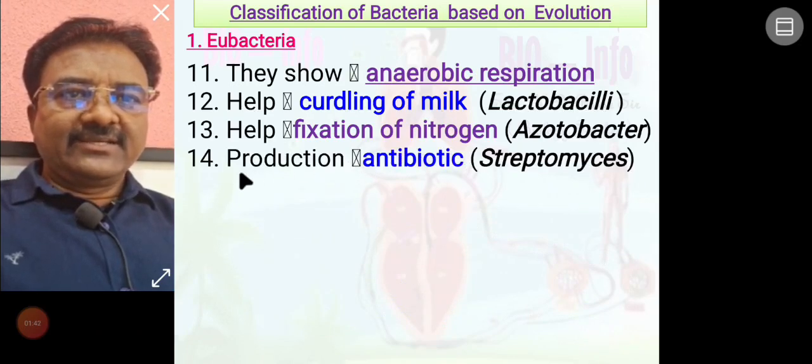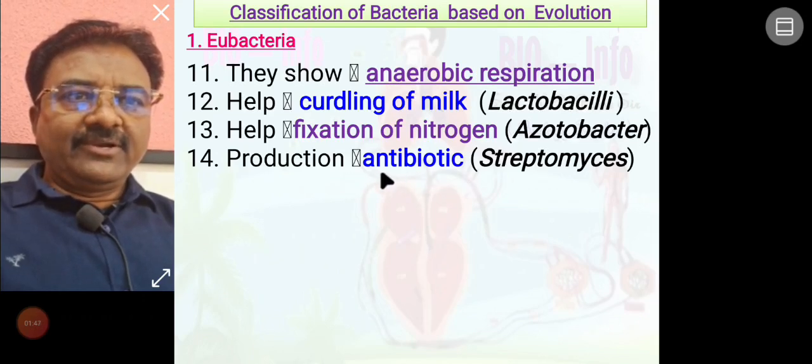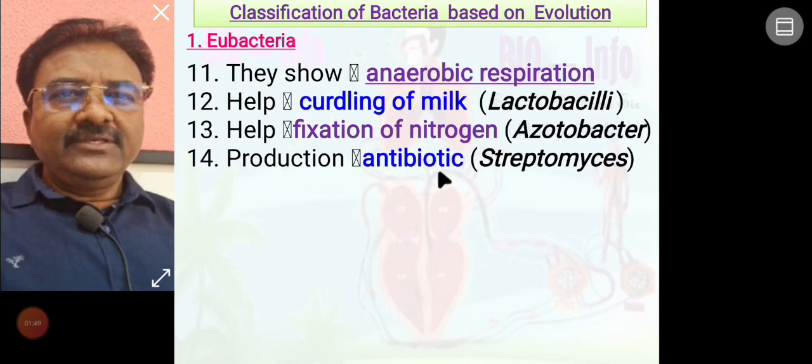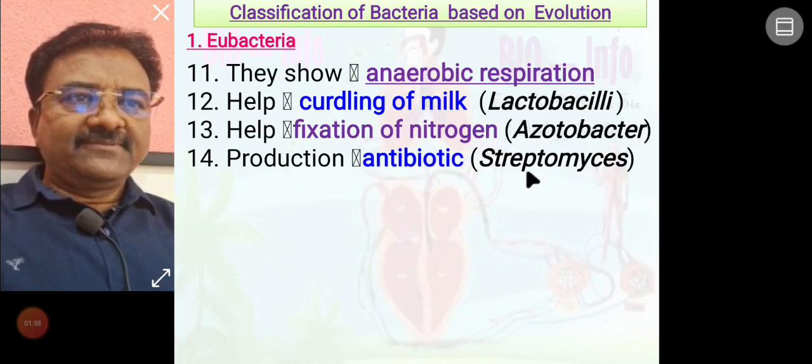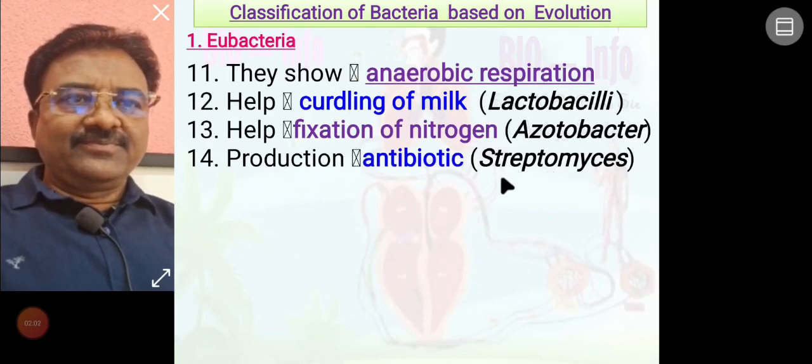Next characteristic feature, production of antibiotics. You know, antibiotics are one of the immunity powers. Such immunity power is also produced by one type of eubacteria known as Streptomyces, meaning this is also a useful bacteria that produces antibiotics.